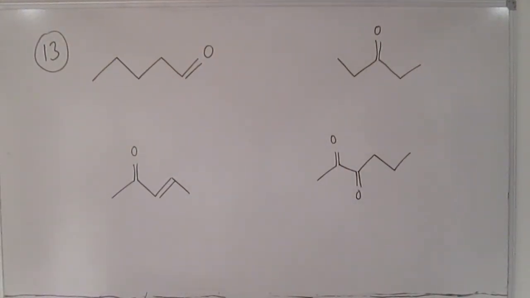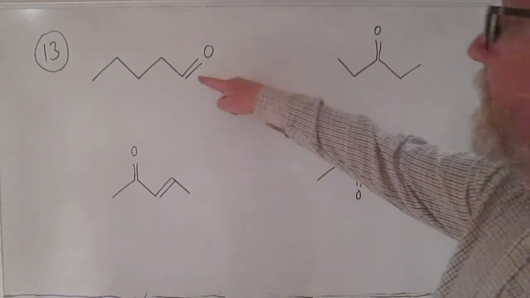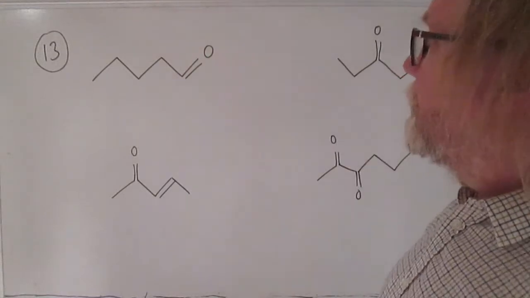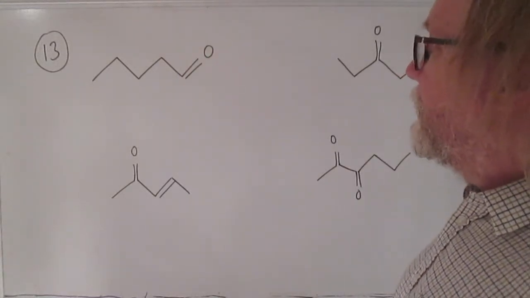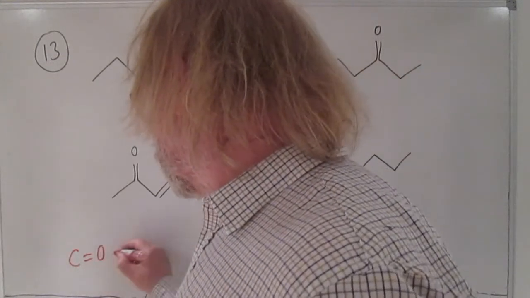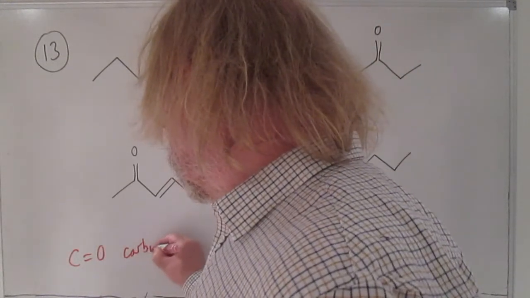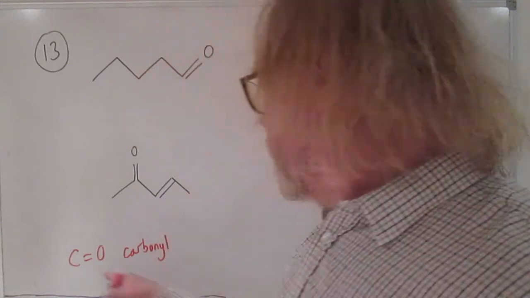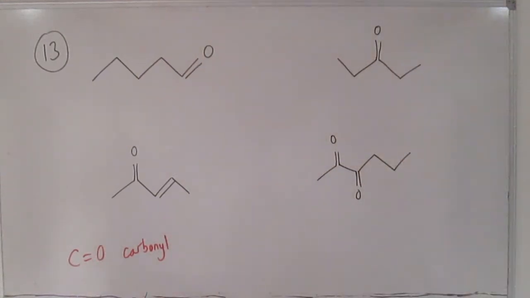Question 13 then introduces these new functional groups, which are the kind of things that are created when alcohols are oxidized, which is why we're bringing them in now. So this one has C double bond O at the end of a chain. So C double bond O is called a carbonyl group. Okay, and that's really common in all sorts of organic compounds.